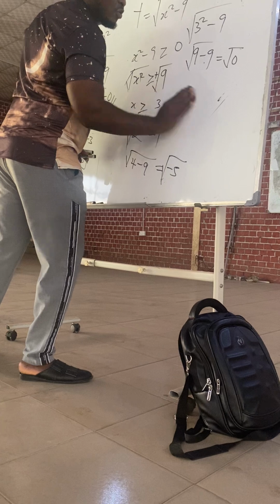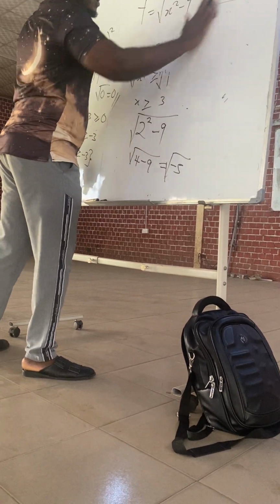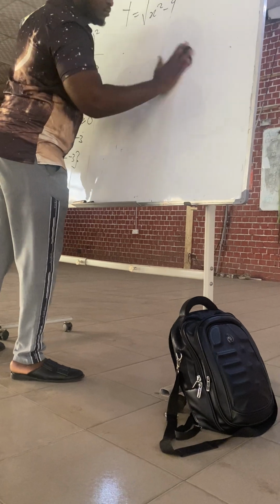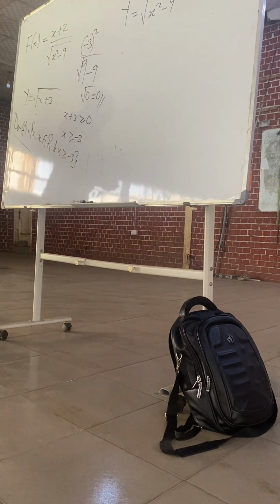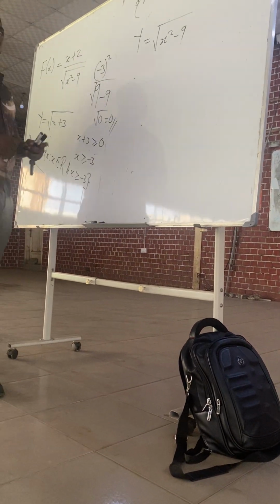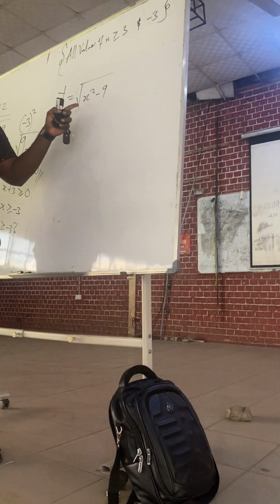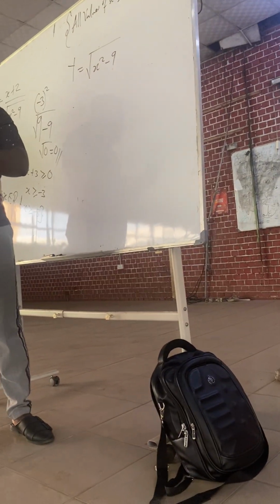So we would have to go back to the drawing table. If you put minus 2 here, it will not exist, of course. If you put minus 3 here, it will exist. If you put minus 4, it will exist.